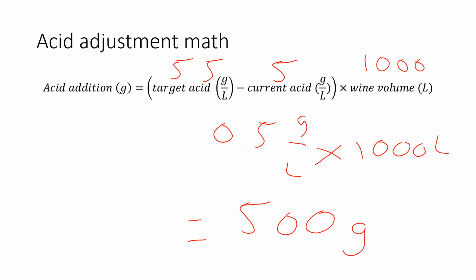There we go. We would add 500 grams of tartaric. Wow, my writing is bad when I'm writing on my tablet. So we would add 500 grams of tartaric acid into this wine to get a 0.5 gram a liter bump in titratable acidity.